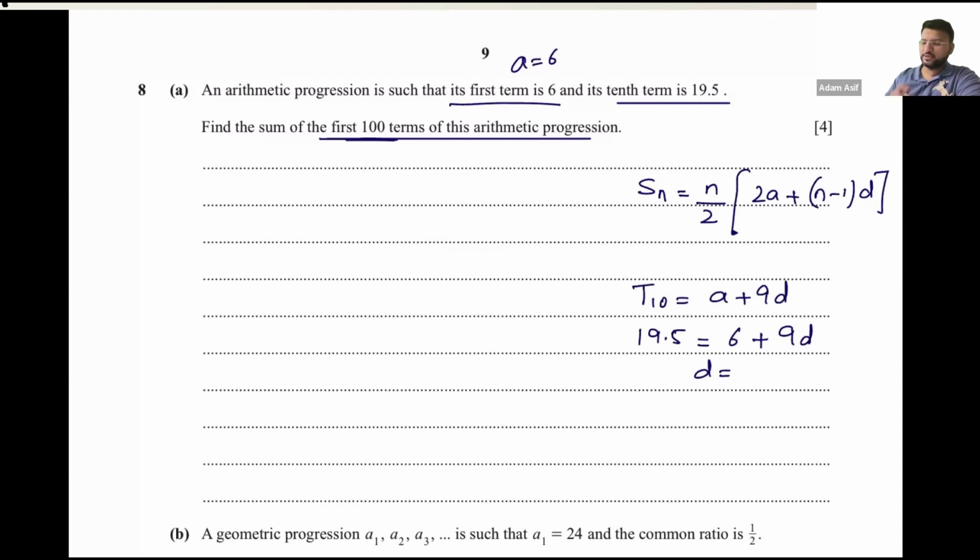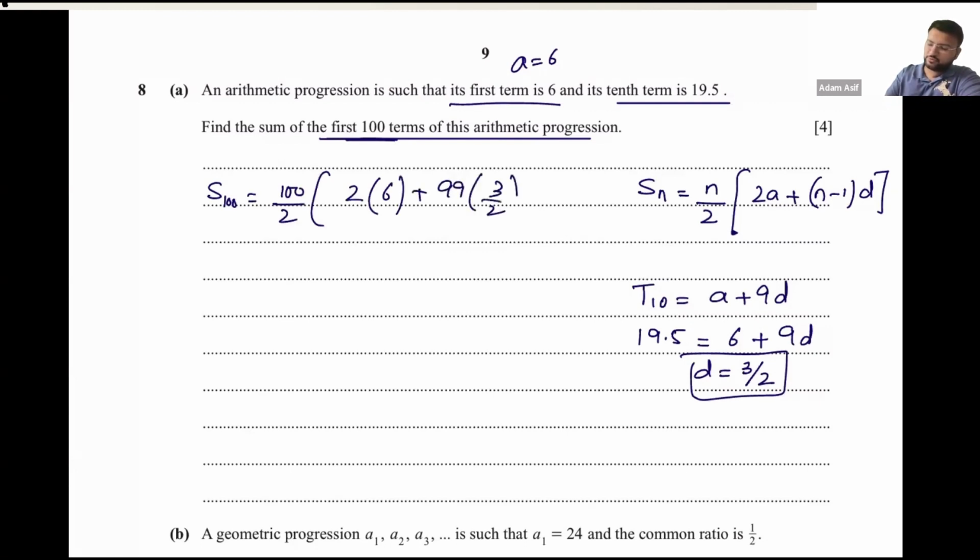19.5 minus 6 is 13.5 divided by 9. 1.5, yeah, 3 upon 2. When d is 3 upon 2, a is 6, I can easily find S100. That's going to be 100 upon 2, 2a plus 99d. That's 3/2.